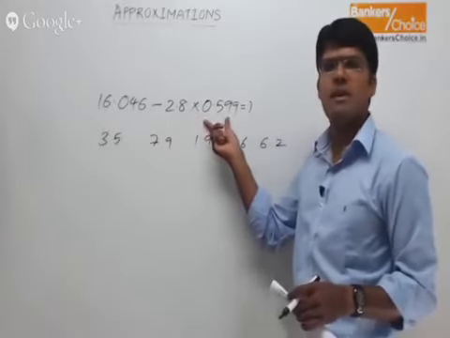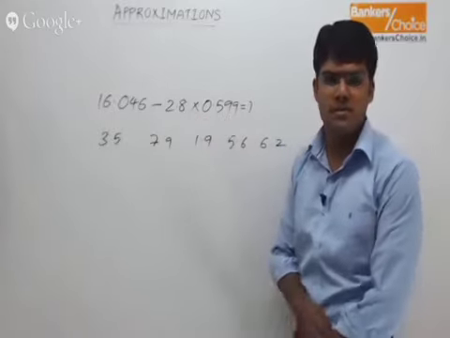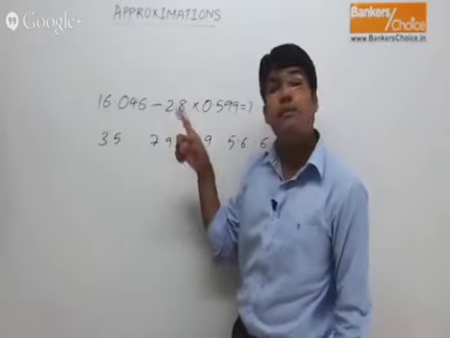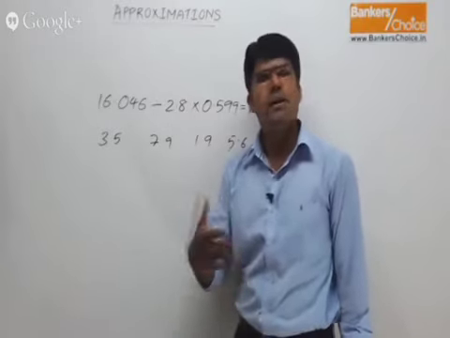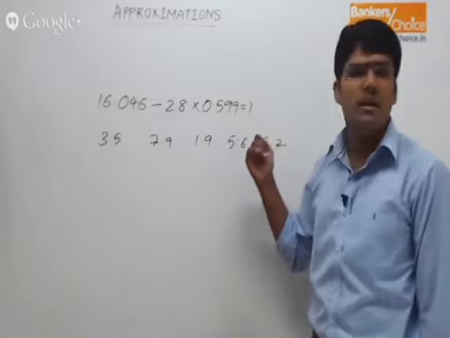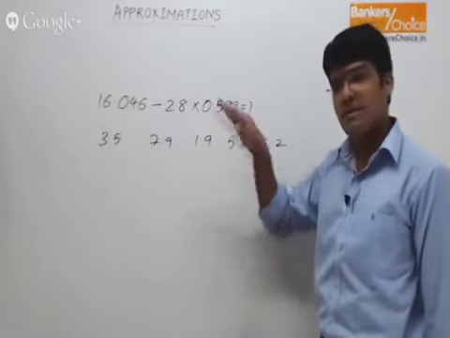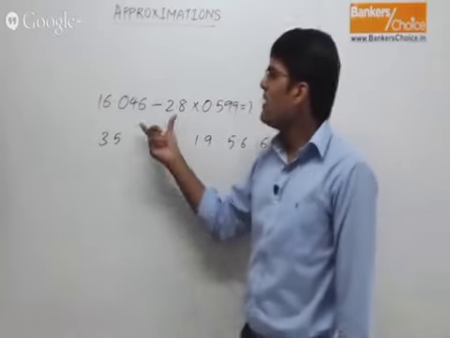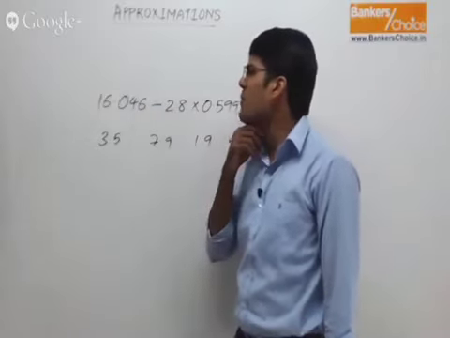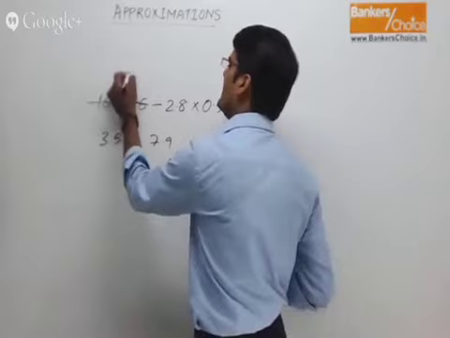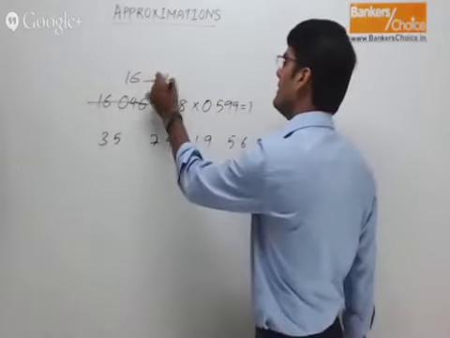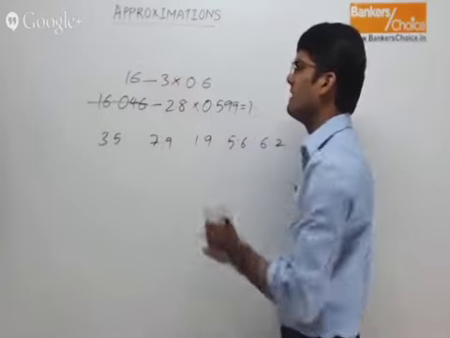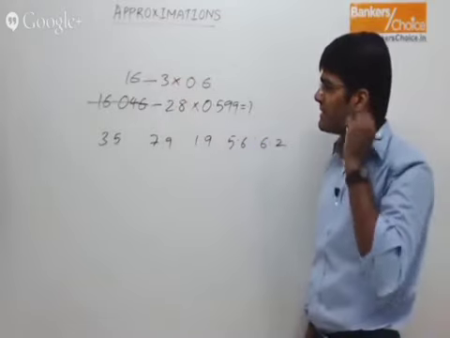First division, then multiplication, or from left to right you can just proceed. That doesn't really matter when there are only multiplications and divisions. Remember, the BODMAS rule says when there are only multiplications and divisions, you can simply proceed from left to right, or do divisions first, then multiplications. So let's look at this. 16.046 is approximately 16 divided by 2.83, into 0.599, which is taken as 0.6.